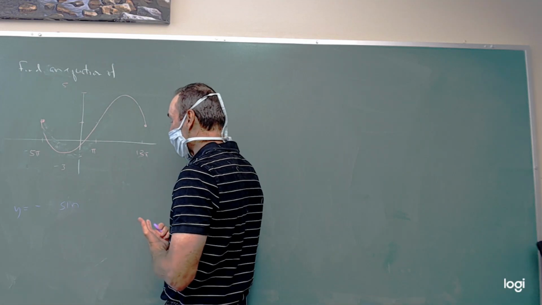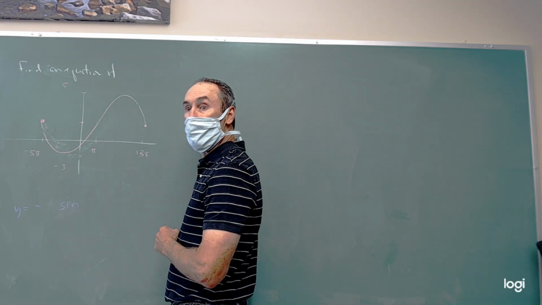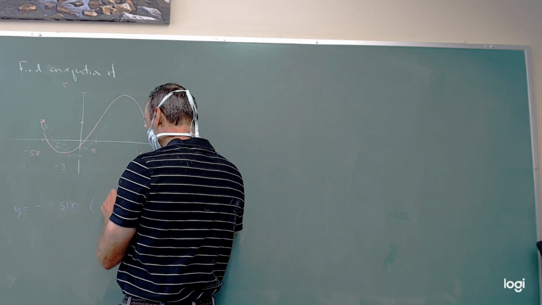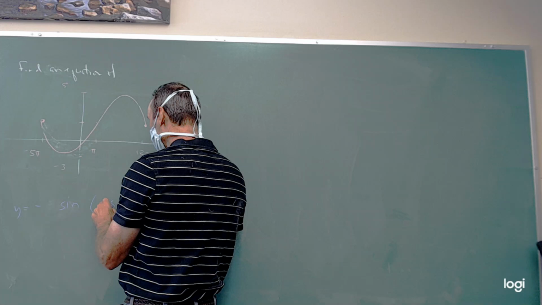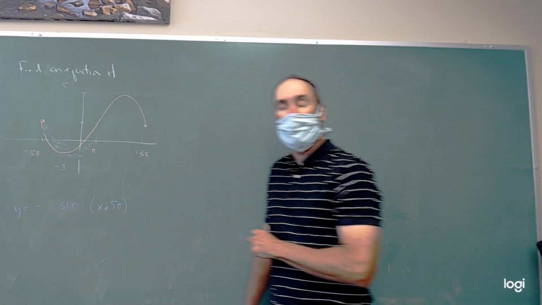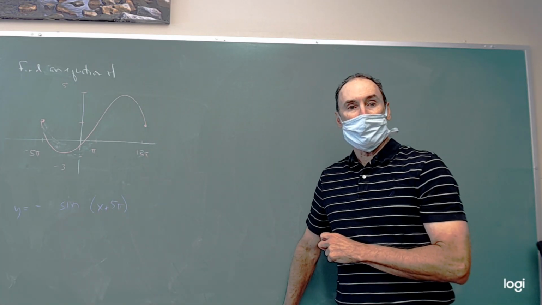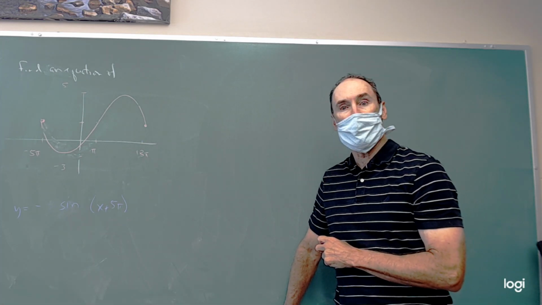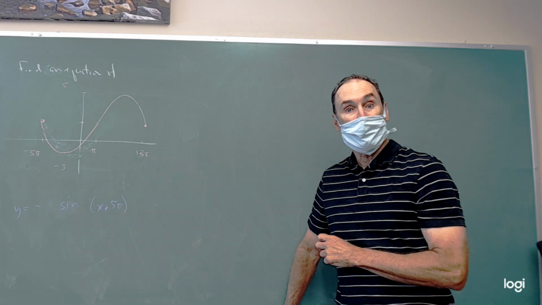So where is this thing going to start? At negative 5. Yeah, at negative 5 pi. So whatever, we don't know what the b is yet, but that's going to be an x plus 5 pi. Is that okay? So how about our amplitude? What's the a, the number in front of that sine, going to be? We decided it's going to be a negative 4.